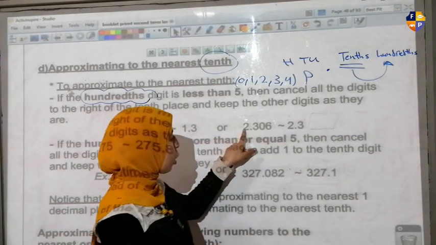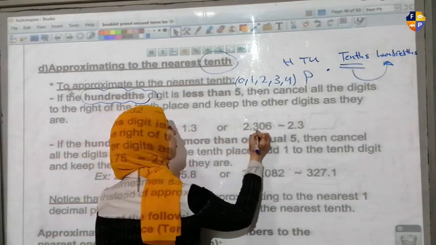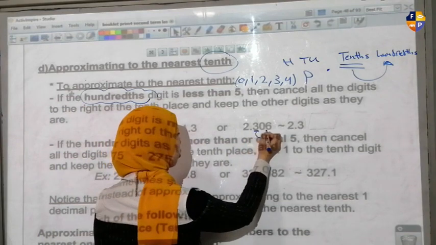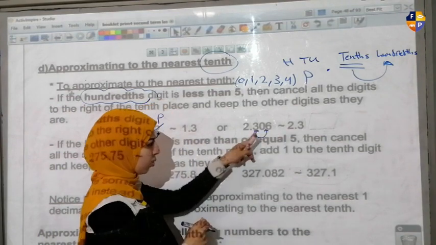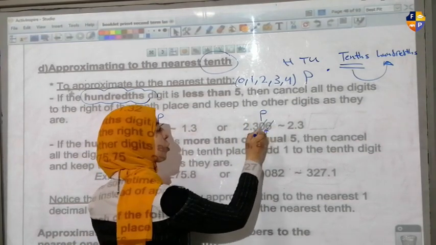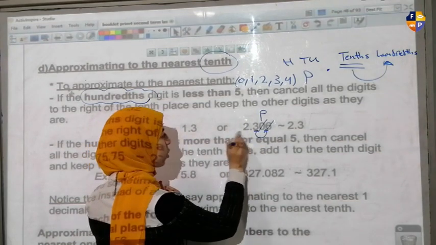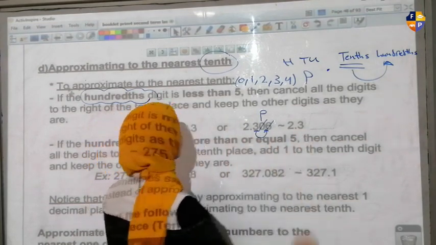And here I have 2.306. Underline the digit in tenths place. Look at the digit after tenths, in hundredths place. 0 is poor. So cancel all the digits to the right of tenths, then write or keep the digits as they are, 2.3.